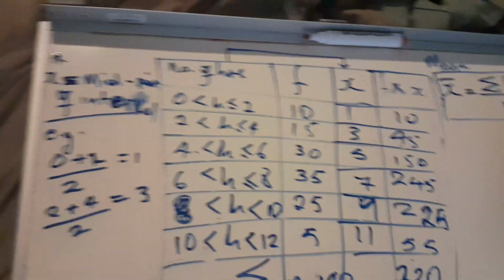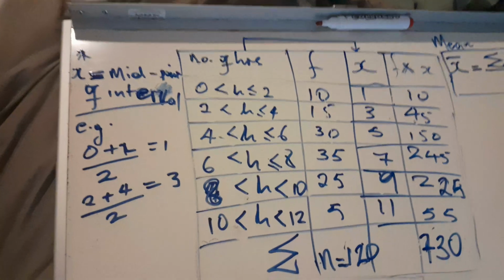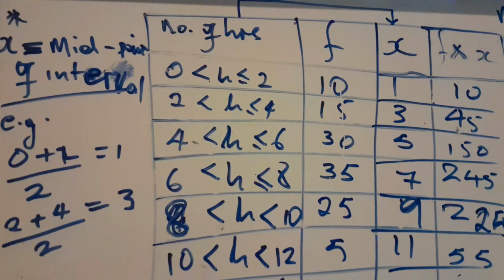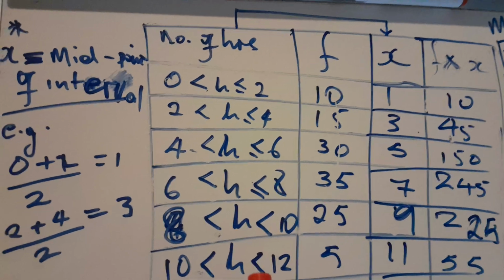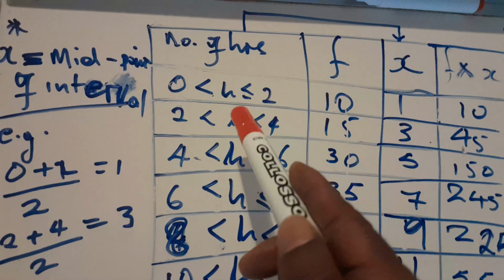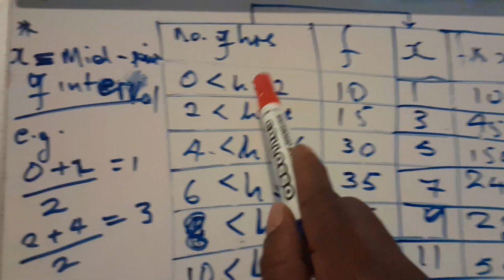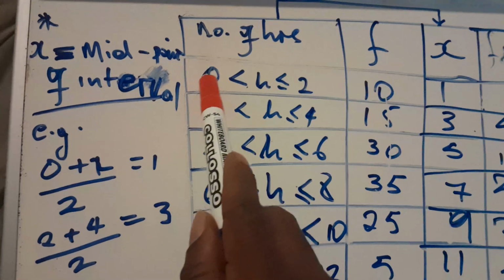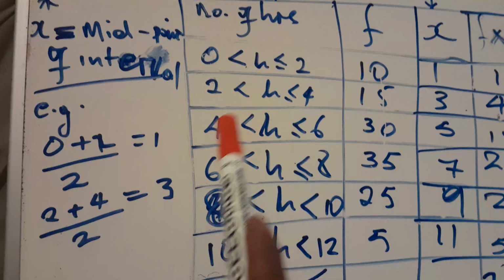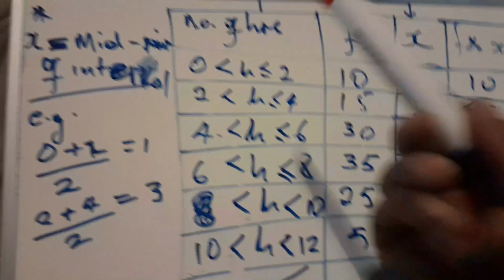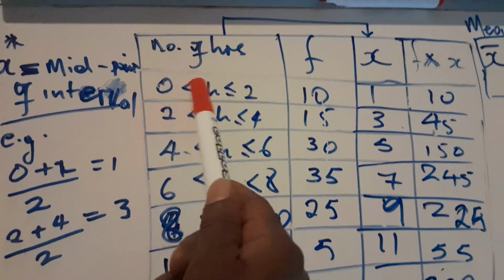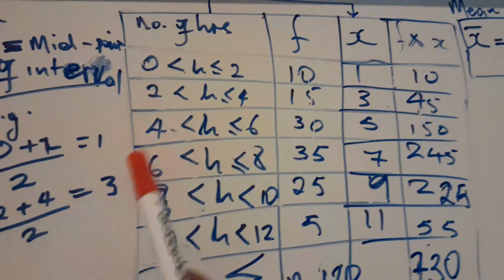Then the next question wants you to calculate the mean. Now, if the data is grouped like this, we need to find a way to find a number that is going to represent the values that are between 0 and 2, the values that are between 2 and 4, and so forth. Then we introduce an estimate, which is the midpoint of each class interval here.